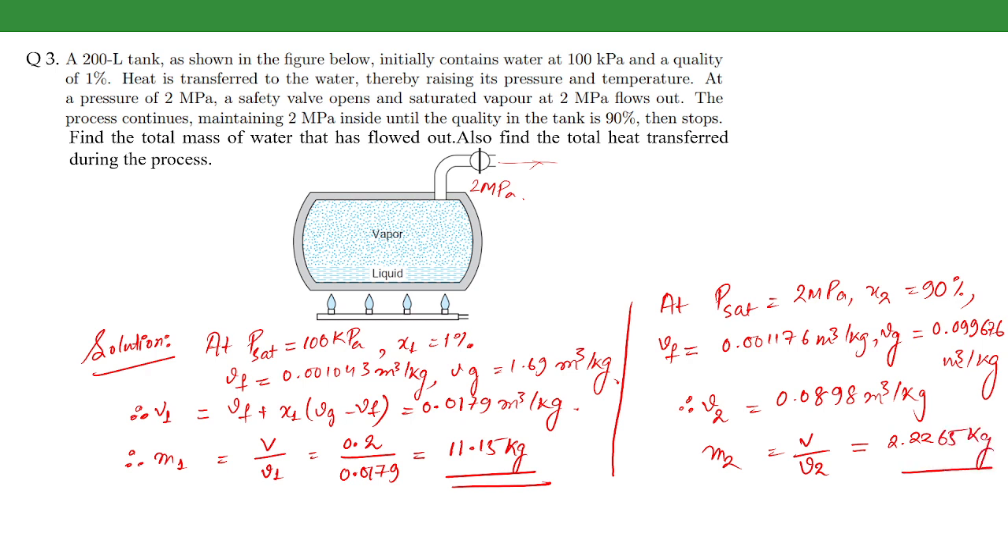Therefore, the mass of water that has flowed out is equal to m1 minus m2. This value comes out to be 8.92 kg. So this mass of water in the form of vapor comes out of the tank.